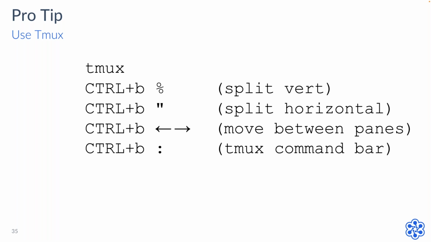Control+B and the double quote will split the pane horizontally. Control+B and the arrow keys will allow you to move between panes. And Control+B and the colon character will drop you into the Tmux command bar, where you can do a whole heap of other Tmux related configuration.